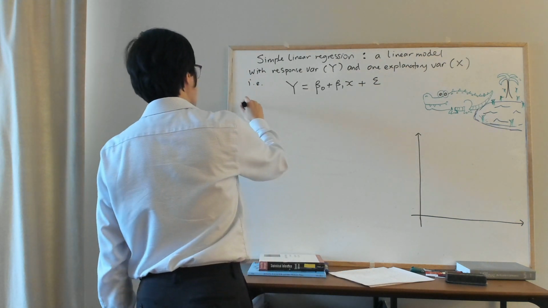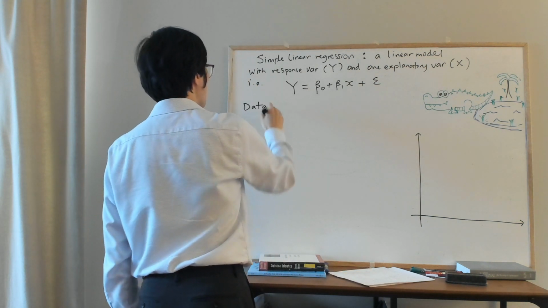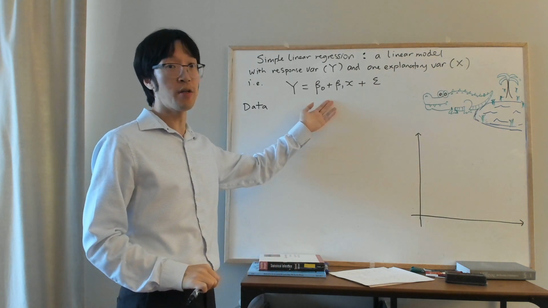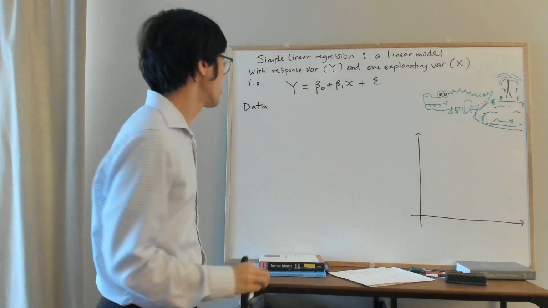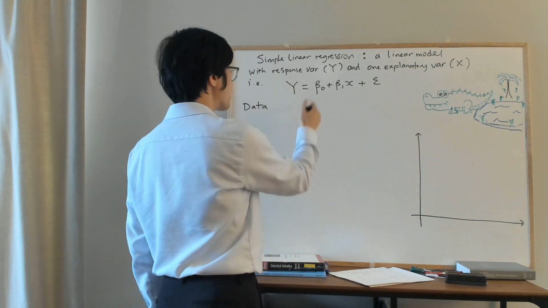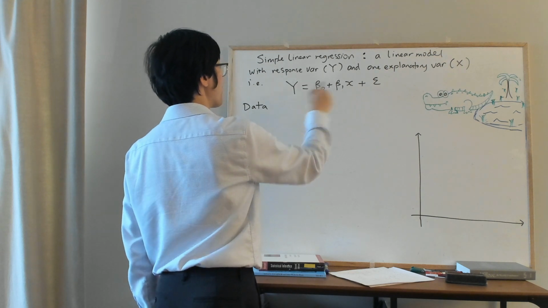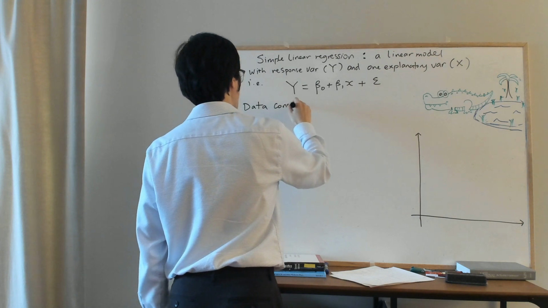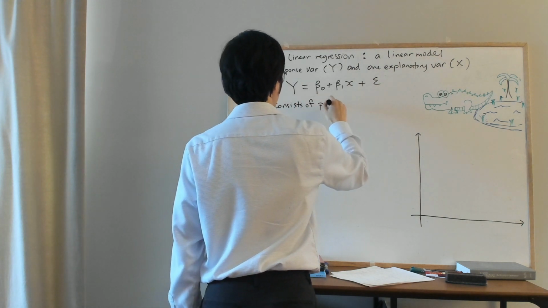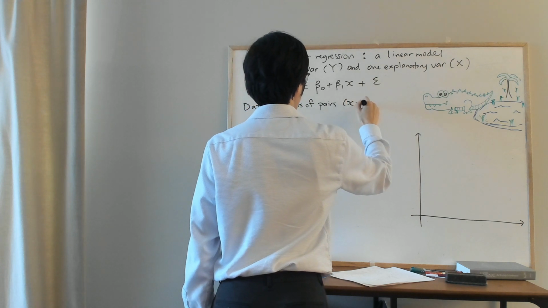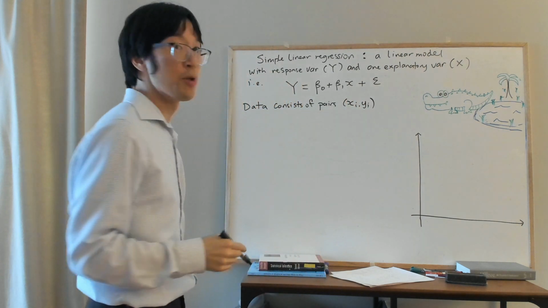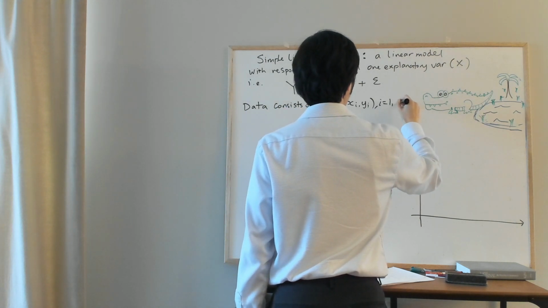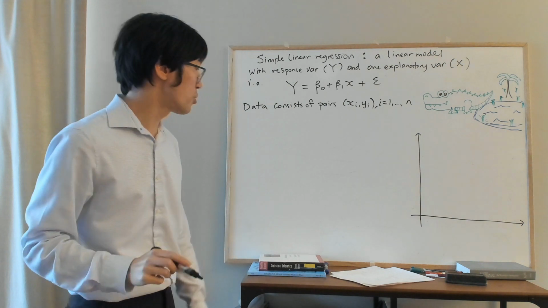So for our data, in practice, we have to fit this line using a data set. And what does our data look like in this case? Well, it's going to consist of pairs, x and y pairs. So we'll denote them as follows. The data consists of pairs xi, yi. Let's say we have n of these pairs, so i goes from 1 to n. So we have n data points.